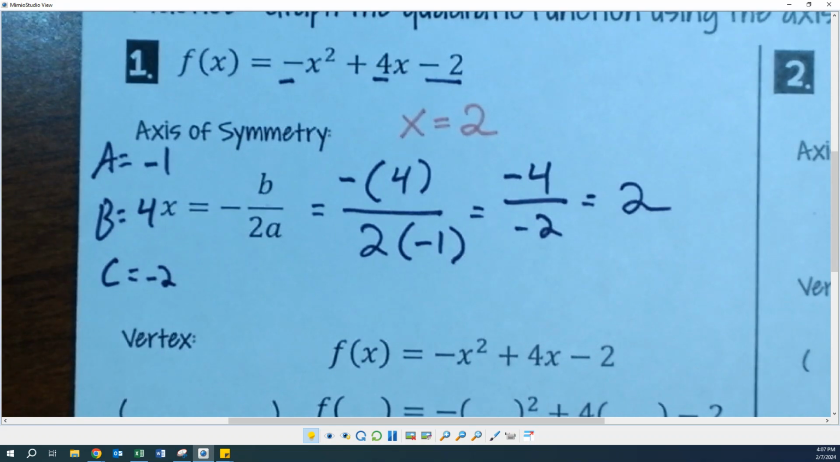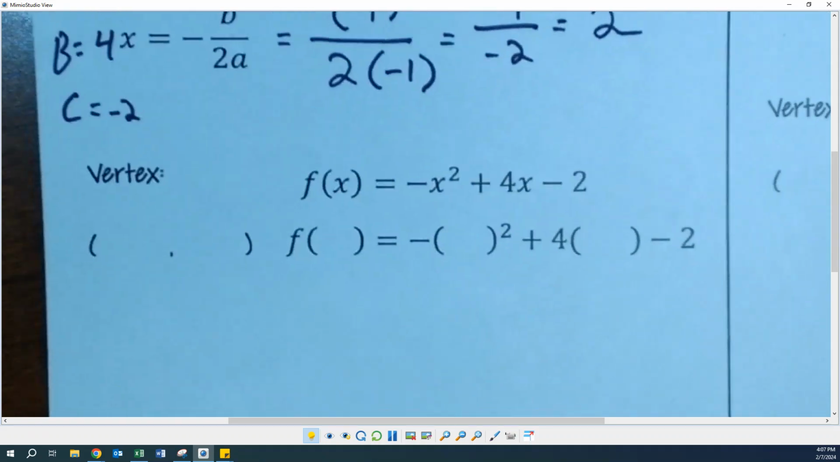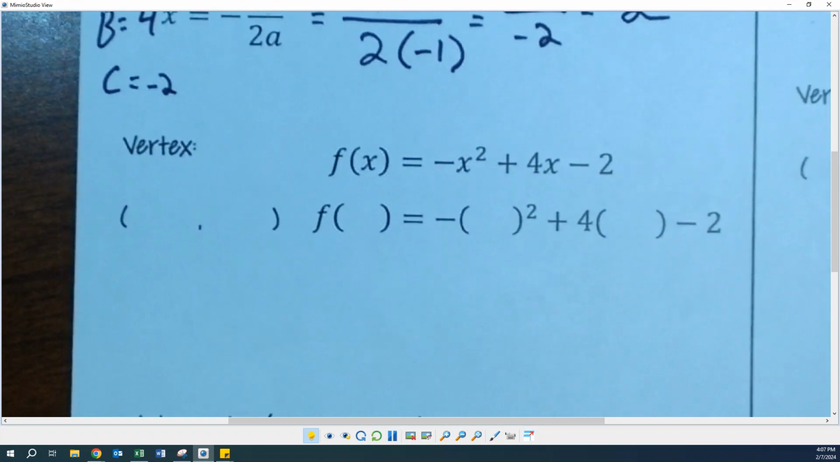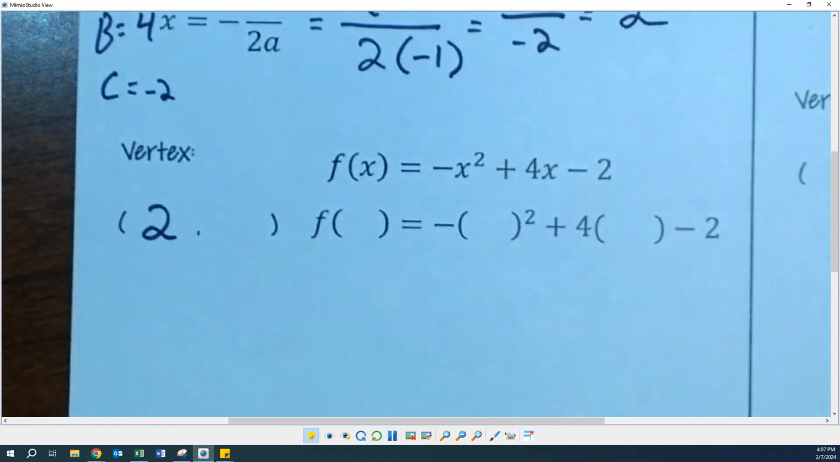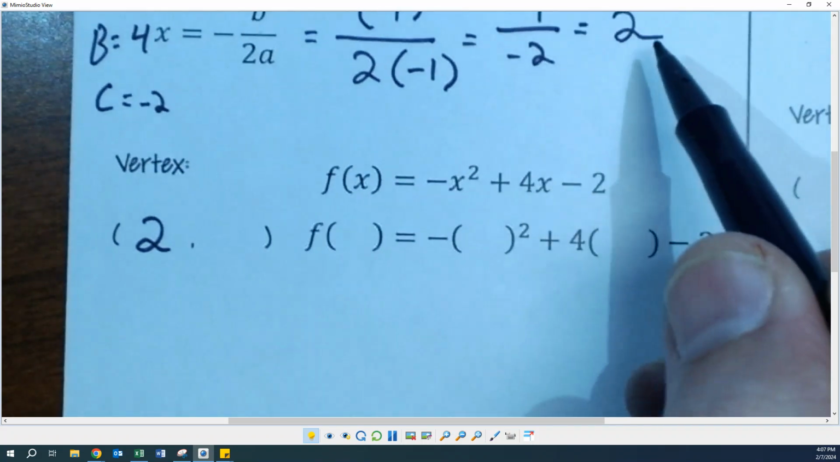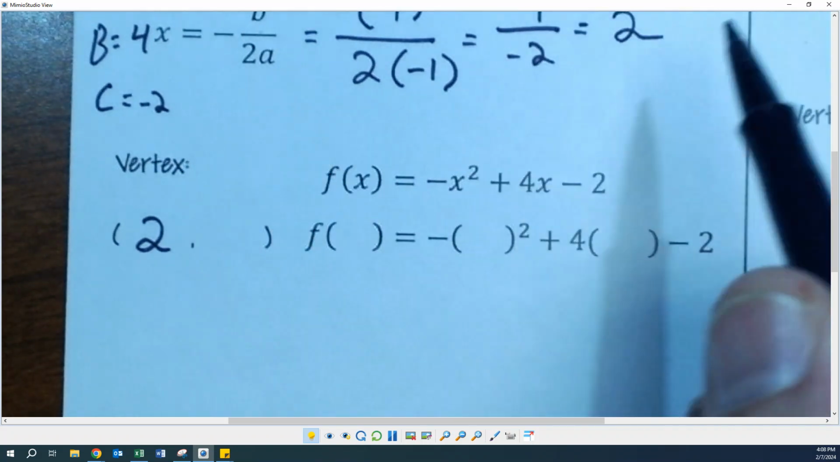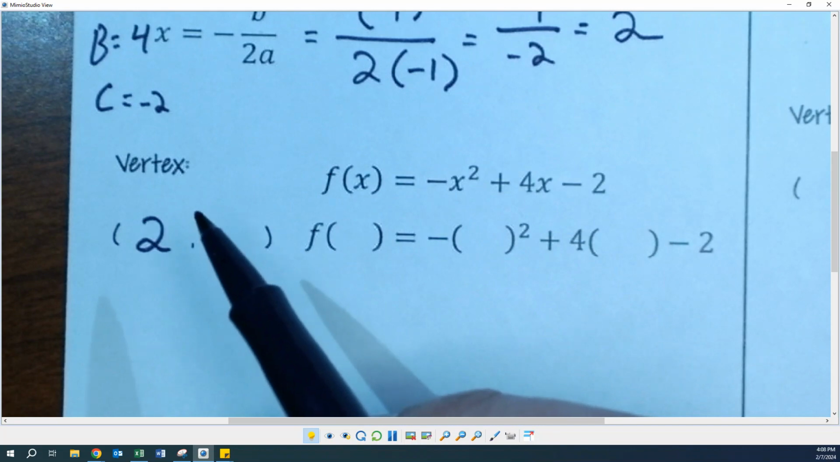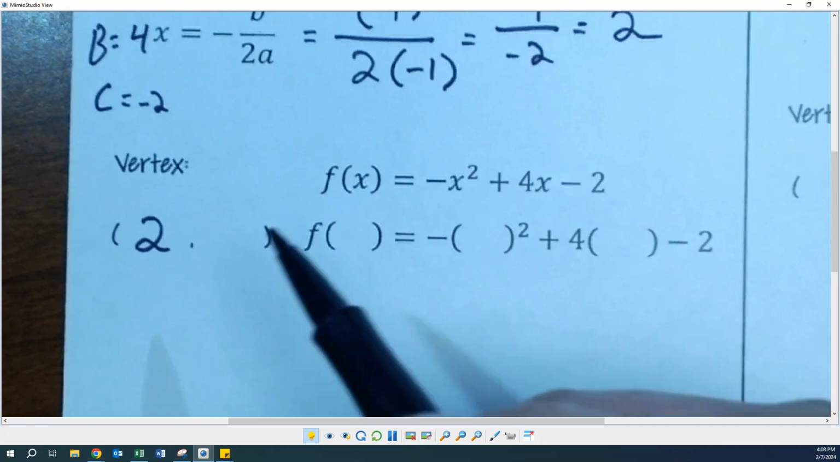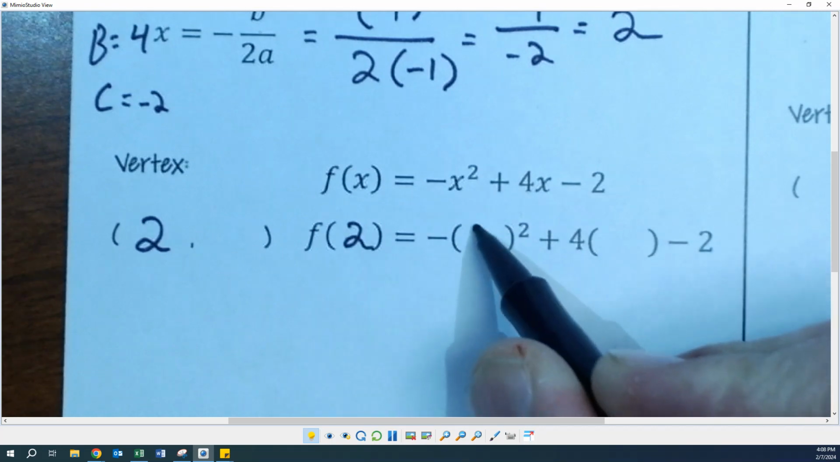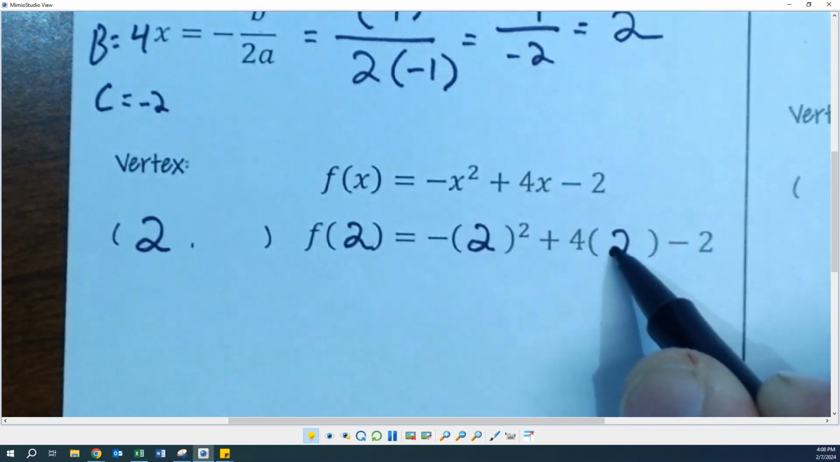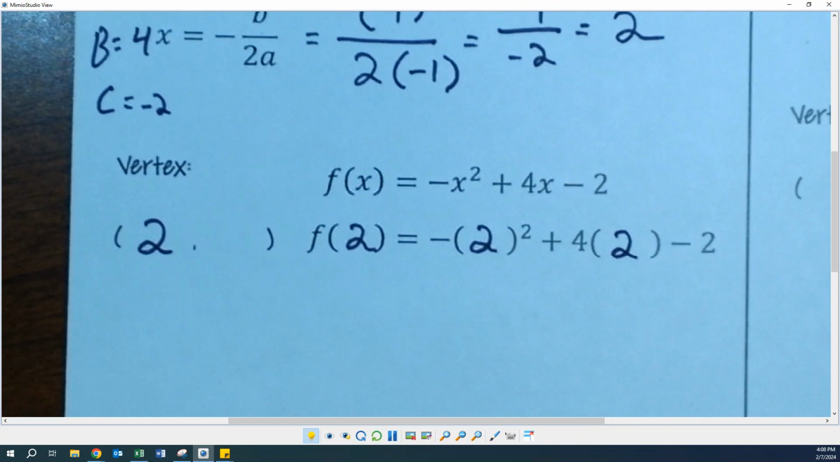Now, because I know that, I can go ahead and use that to find my vertex. I know for my vertex, my x value is going to be 2 because that's my axis of symmetry. That's the whole point of doing this, is to find our x value for our vertex. I don't know what the y value is, but I can substitute in my x value. I can substitute 2 in because that is the x value at the vertex.